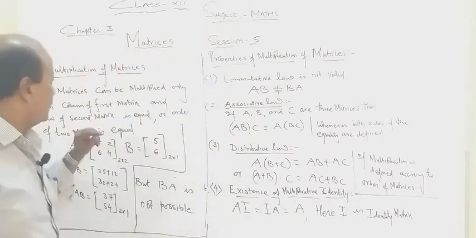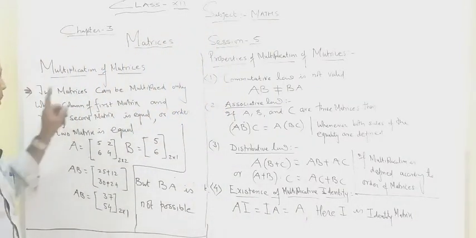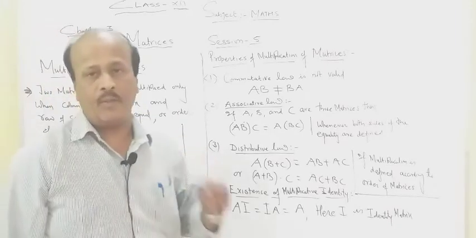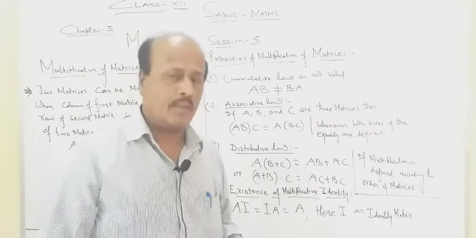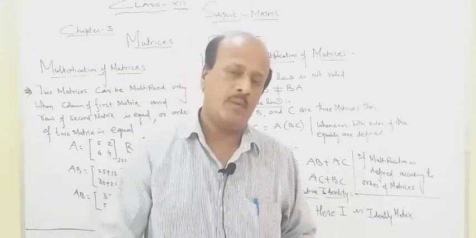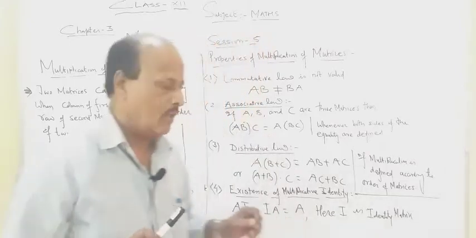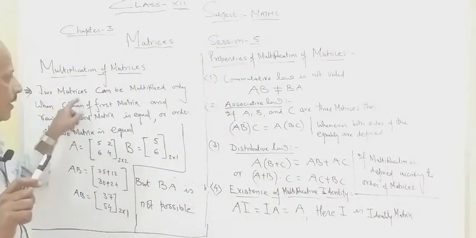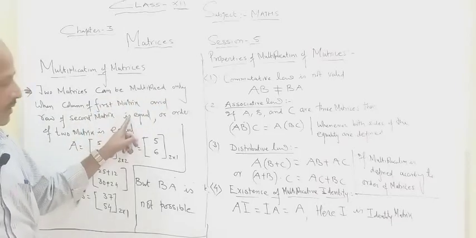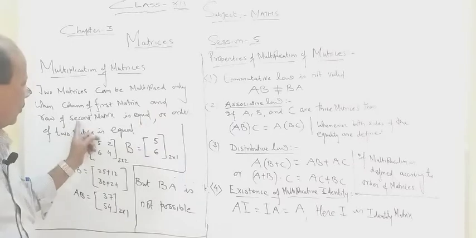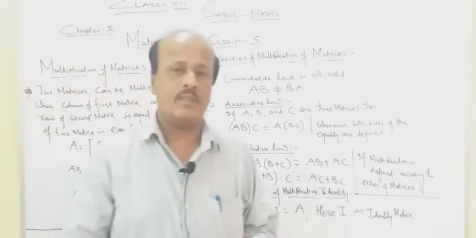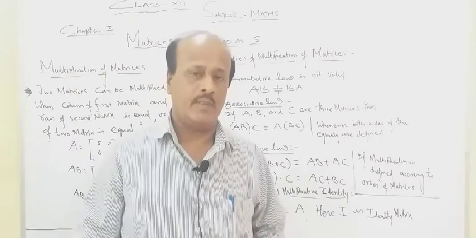Here the condition for multiplication of matrices is: two matrices can be multiplied if and only if the column of the first matrix and the row of the second matrix are the same. See the condition. Two matrices can be multiplied only when the number of columns of the first matrix and the number of rows of the second matrix are equal.